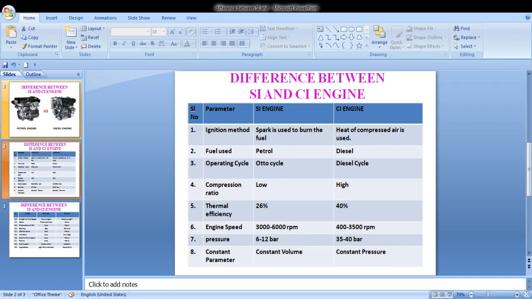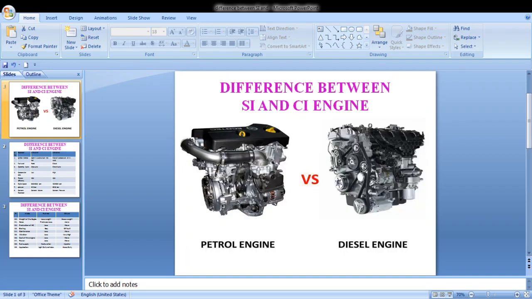Welcome to a session on internal combustion engine wherein we will be taking some of the important topic, that is the difference between SI and CI engine. Based on various parameters, we will differentiate between them. This is the outer view of your petrol and diesel engine. This is your petrol and this is your diesel engine.